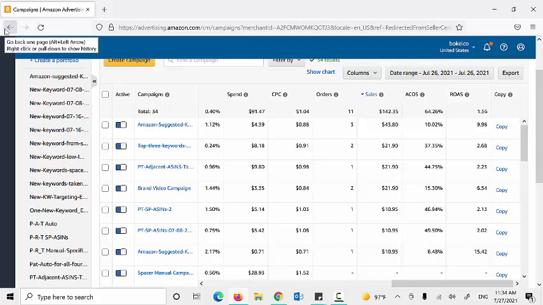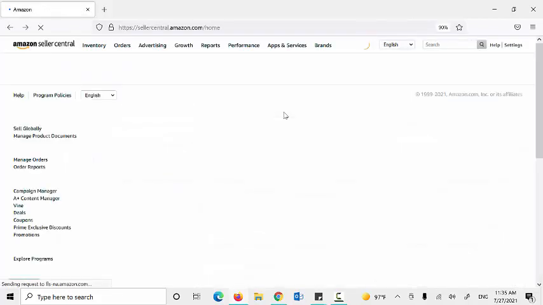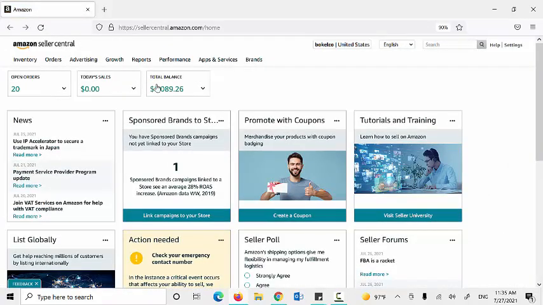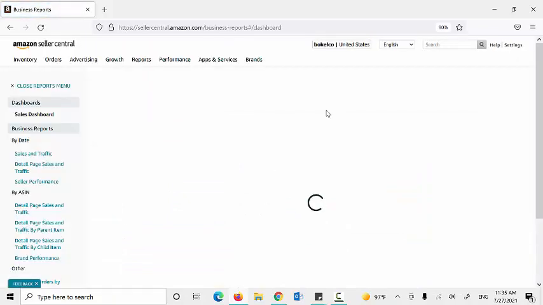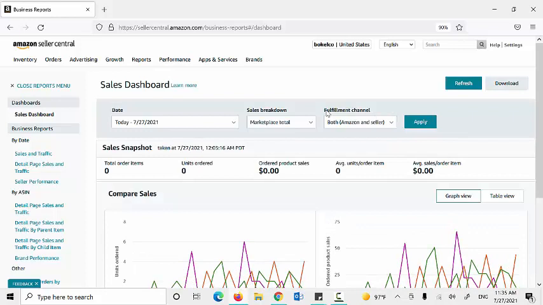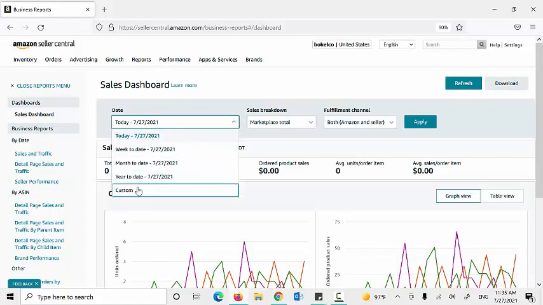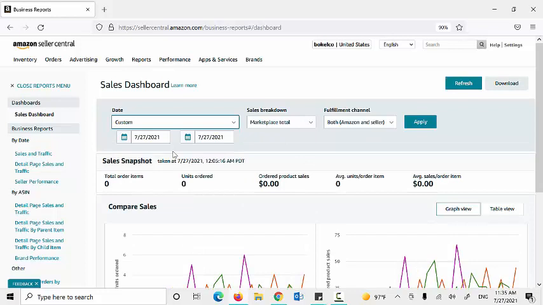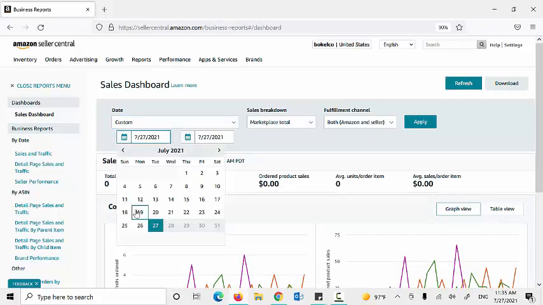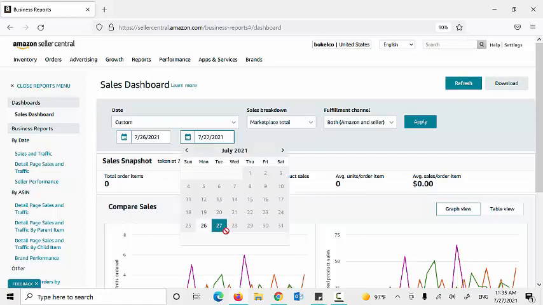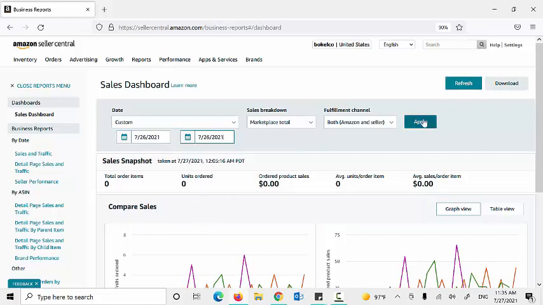So let's go back to the other account, and here you can see the open orders, the balance, etc., okay, as well as reports, payments, etc. We will see business reports, for example. In the business reports we can see the total sales of a specific day, or the month, or the year, as you want. For example, let's see custom. Yesterday was 26. Okay, let's see for the 26, for example, 26 to 26. Okay, and click on apply.